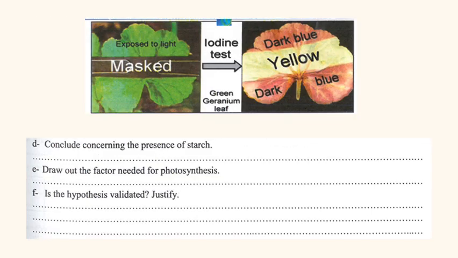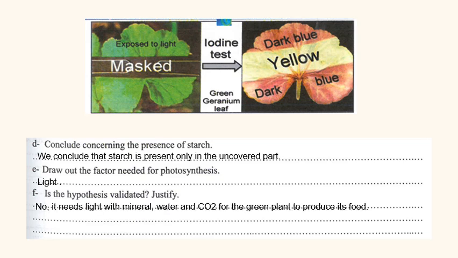Conclude concerning the presence of starch. We conclude that starch is present only in the uncovered part. Draw out the factor needed for photosynthesis. It's sunlight or light. Is the hypothesis validated? Justify. No, it needs light with minerals, water, and CO2 for the green plant to produce its own food.